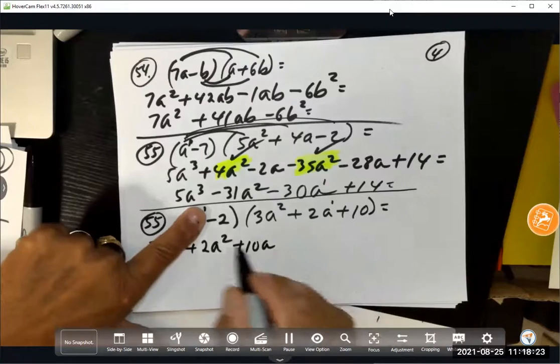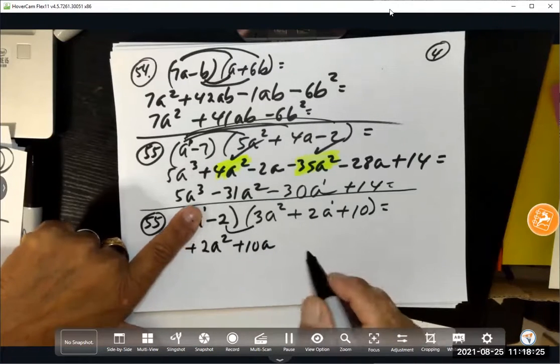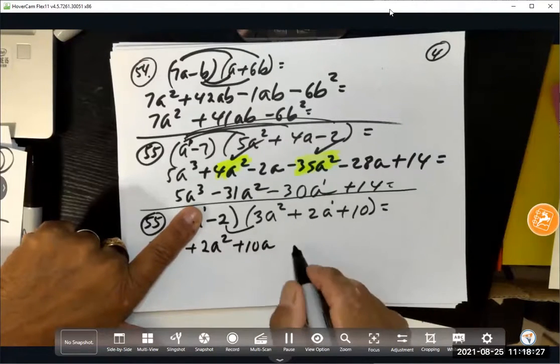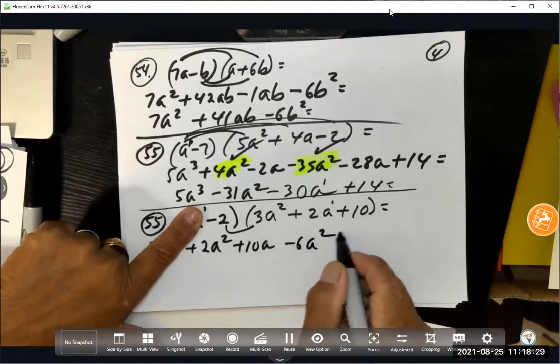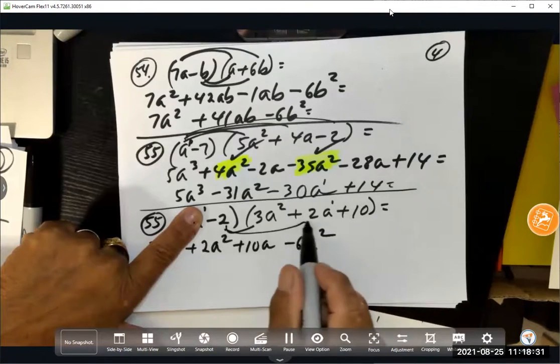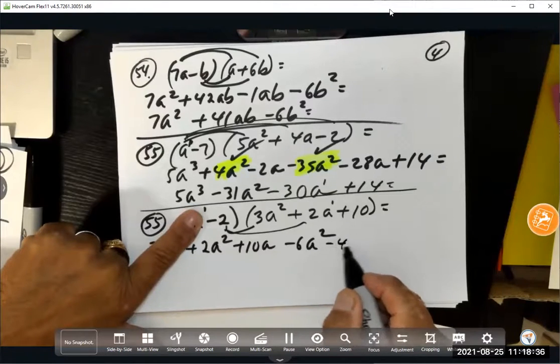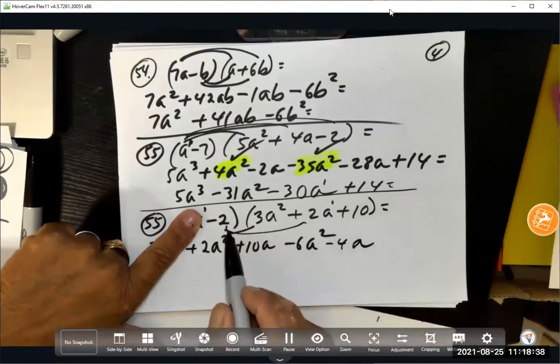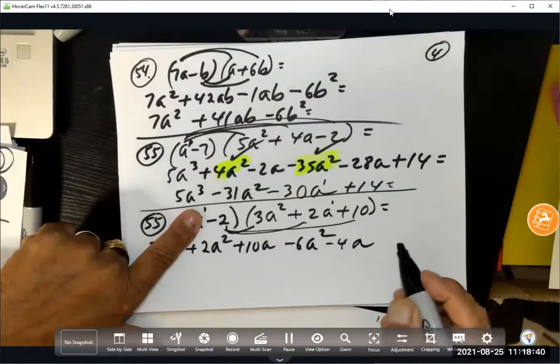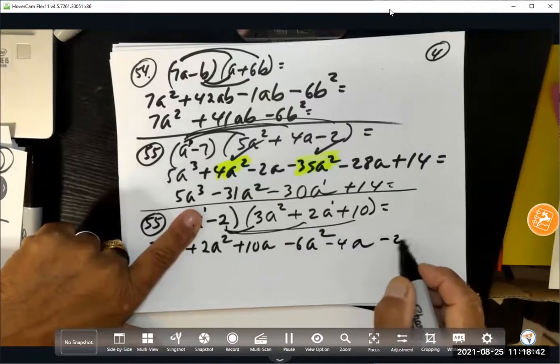So now we have -2 times 3a. What's -2 times 3a? Negative 6a squared, right? Yes, sir. Okay. And what's -2 times 2? Negative 4a. And what's -2 times 10? Negative 20. Yeah, -20. All right.